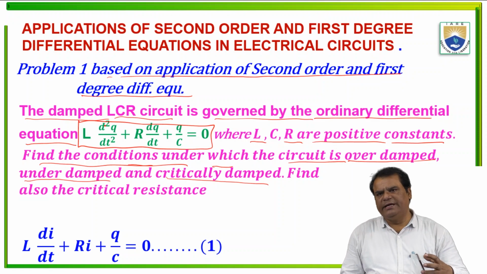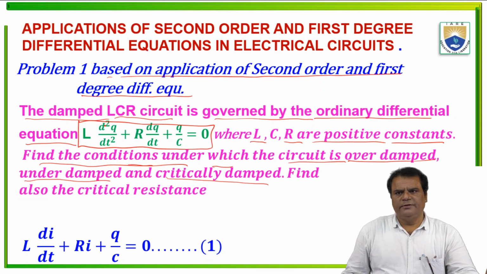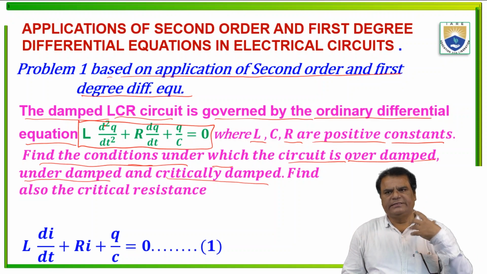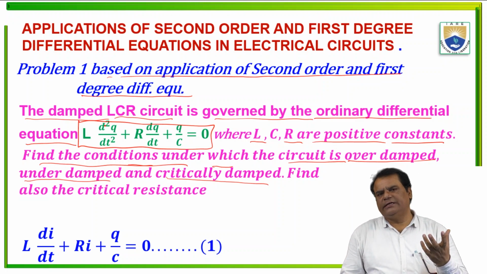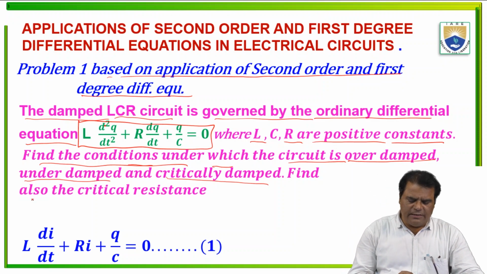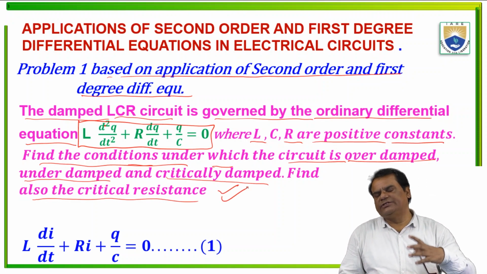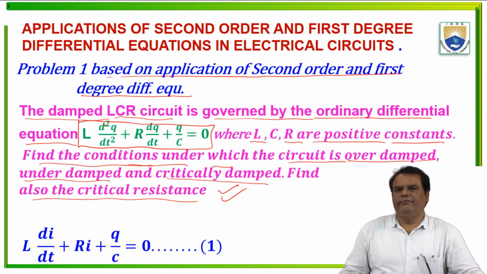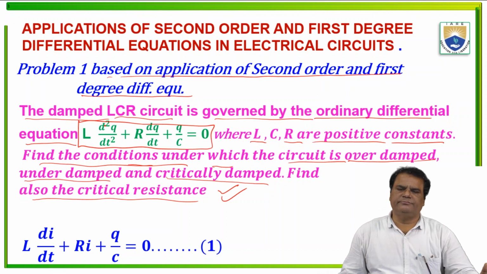So in this question we are discussing only these three cases. What is the condition when the circuit is overdamped? What is the condition when the circuit is underdamped? What is the condition when the circuit is critically damped? Also the critical resistance: what is the value of resistance R when the circuit is critically damped?